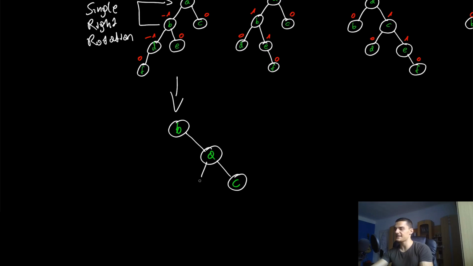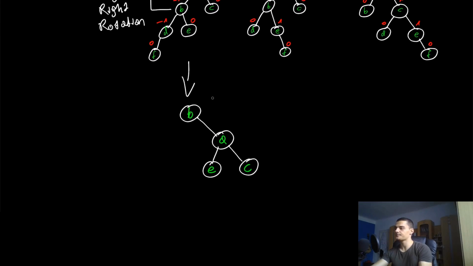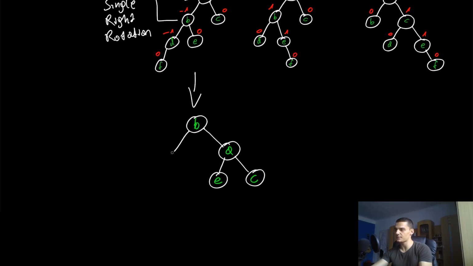Now this makes sense, of course, because think about it. E is obviously larger than B, but less than A. And if we put it to the right side of B, it's still larger than B and less than A. So we can do that without problems. And now the rest remains the same. So we have D here and F here.